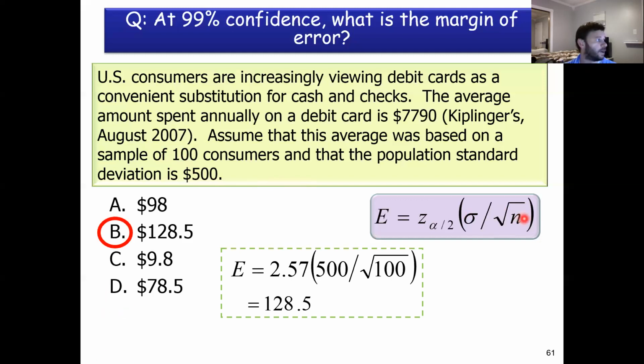Okay, so if I wanted to construct the confidence interval, I would take that number and add it to that estimated mean, 7,790. That would give me the upper bound. And then if I took the sample mean of 7,790 and subtracted 128.5 from it, that would correspond to the lower bound of the interval estimate.